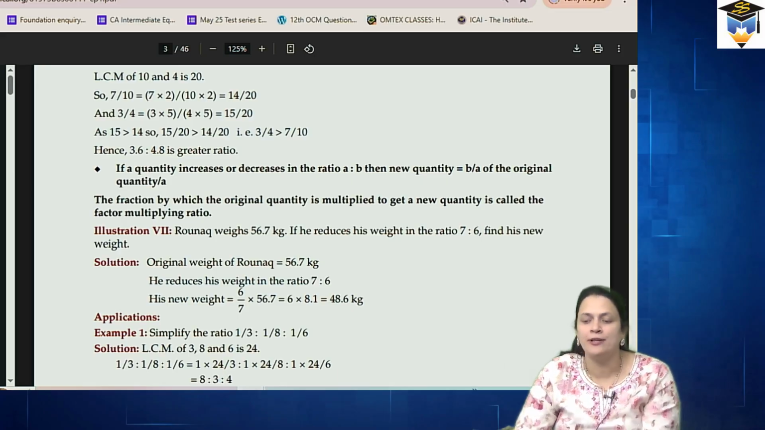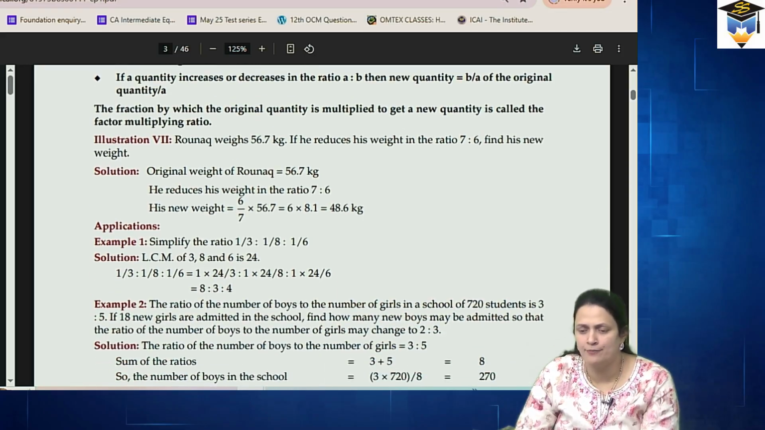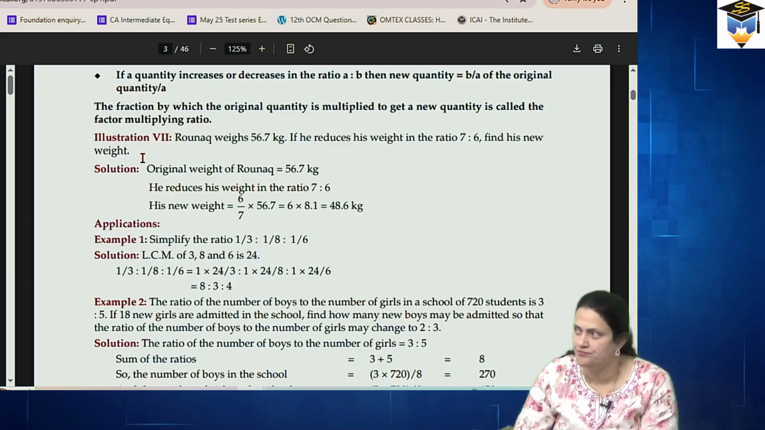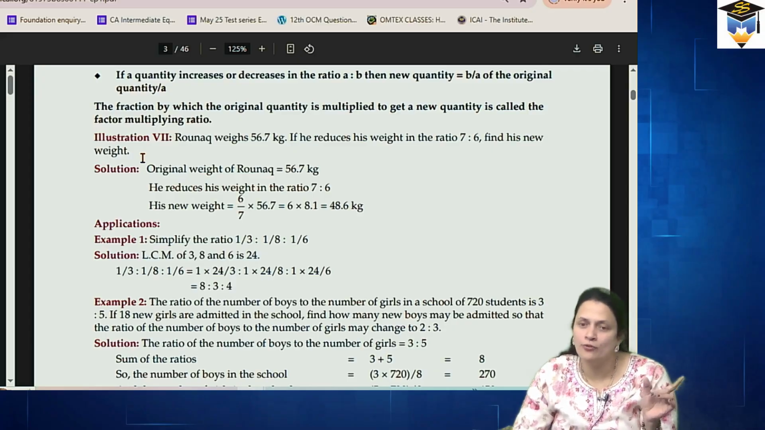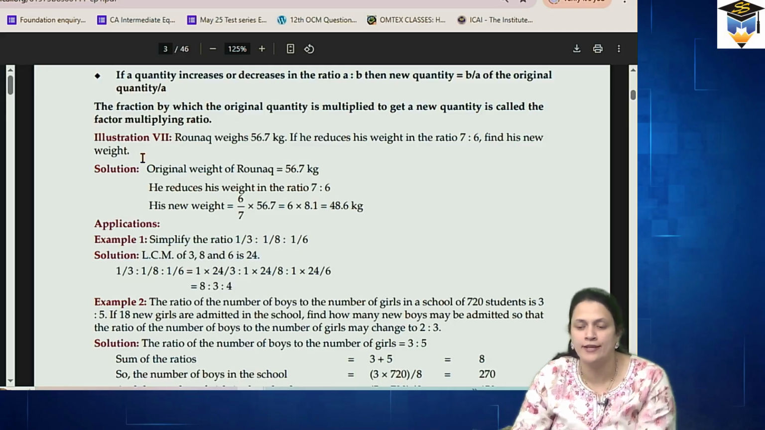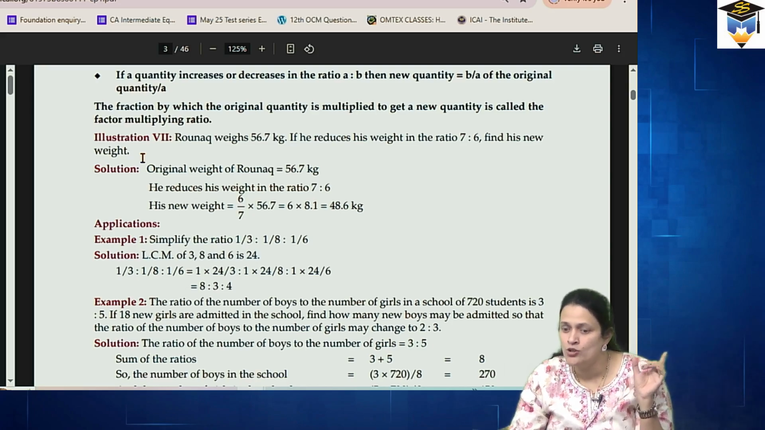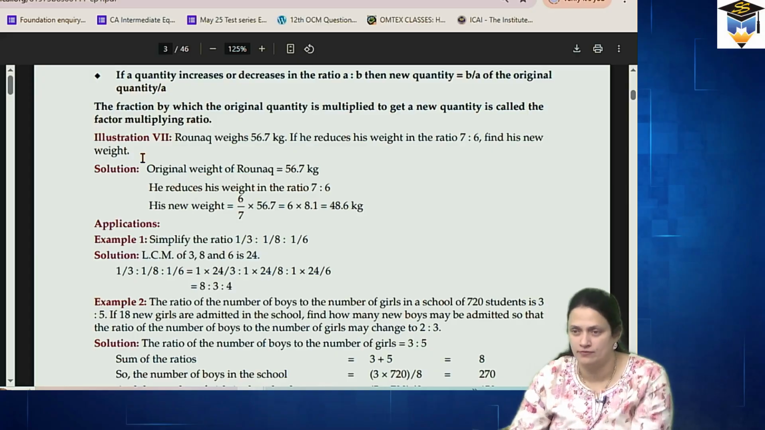Now, these are the different applications which they have given. Let's take an example of Raunak. Raunak weighs 56.7 kg. If he reduces his weight in the ratio 7:6, find his new weight. So what is given? The original weight of Raunak is given, 56.7. Now he is reducing his weight in the ratio 7:6. So his new weight should be equal to 7/6 or 6/7.